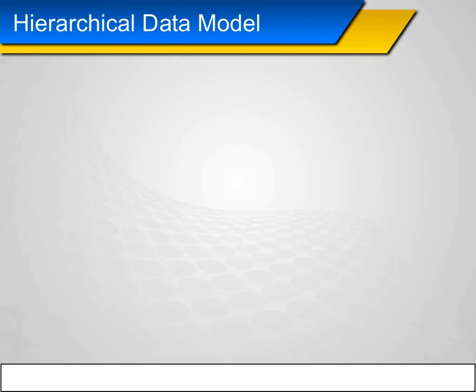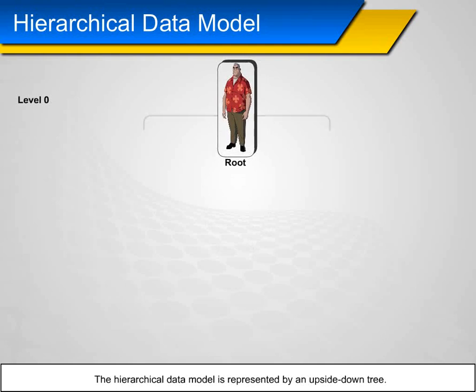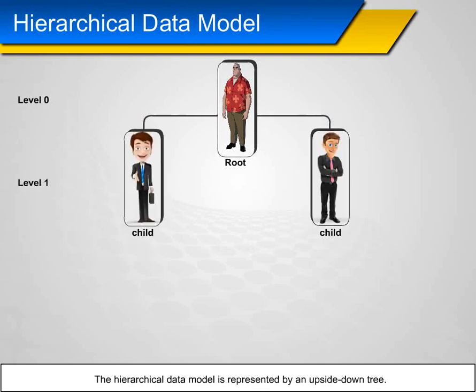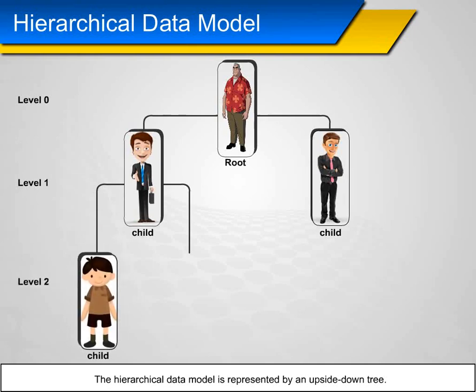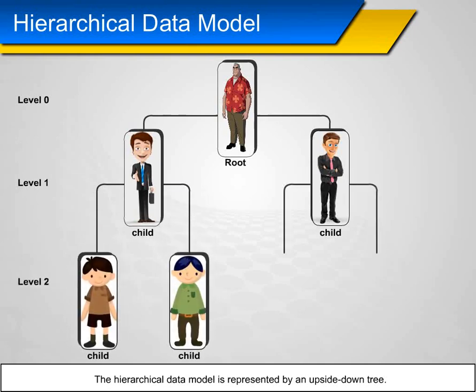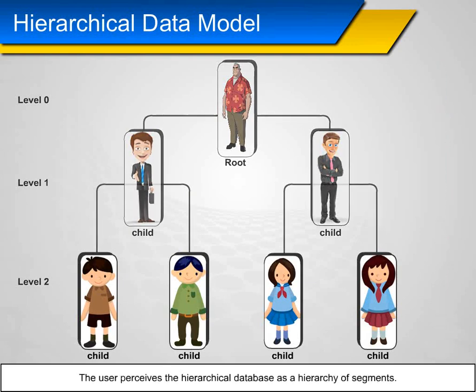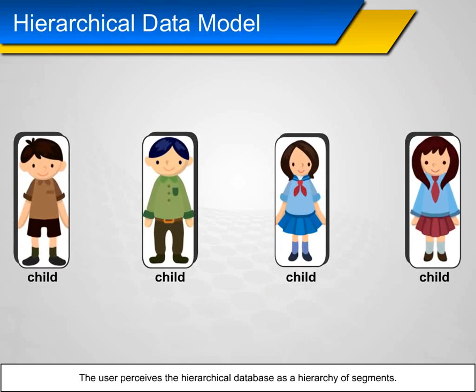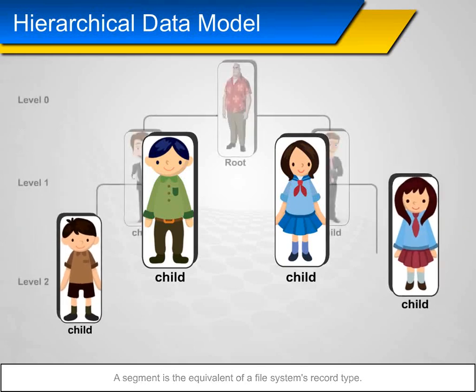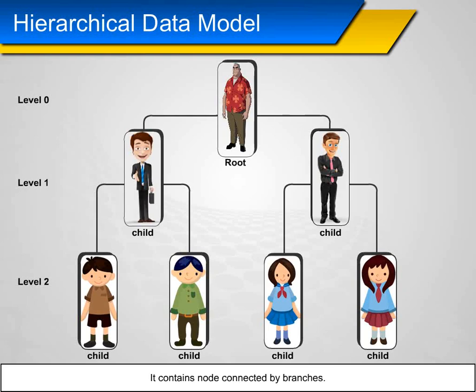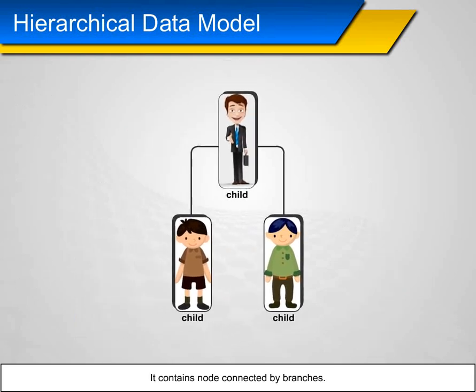Hierarchical data model. The hierarchical data model is represented by an upside-down tree. The user perceives the hierarchical database as a hierarchy of segments. A segment is the equivalent of a file system's record type. It contains nodes connected by branches.